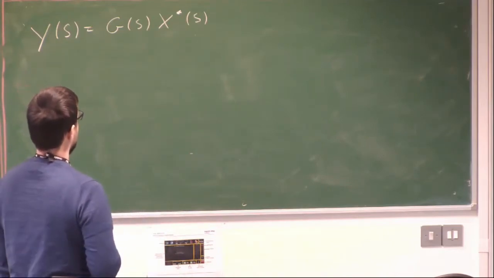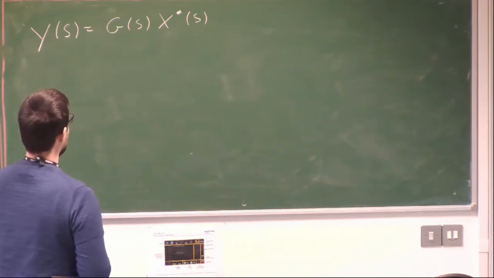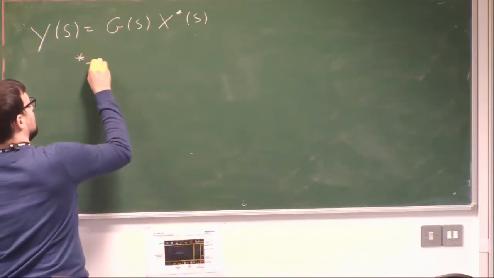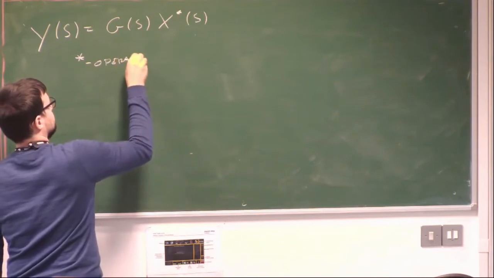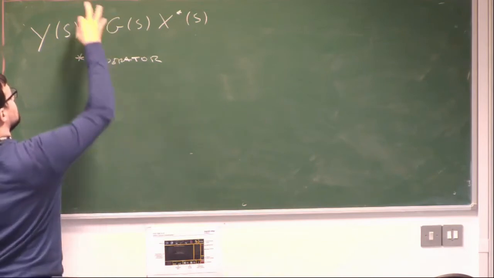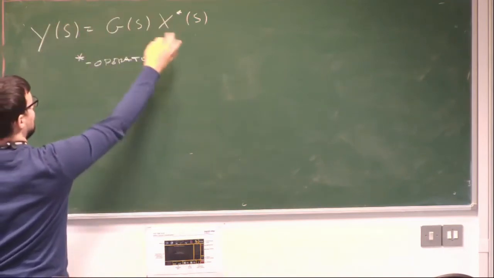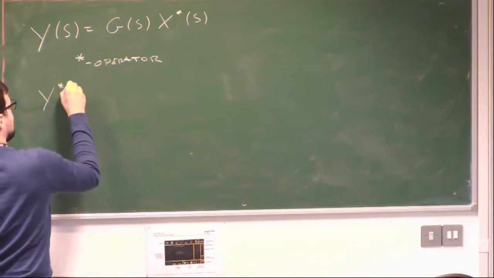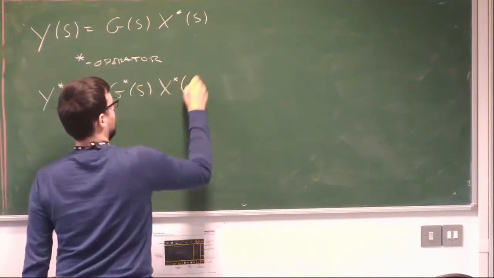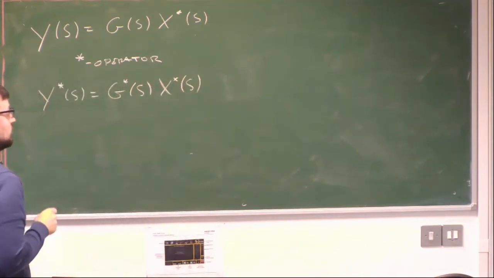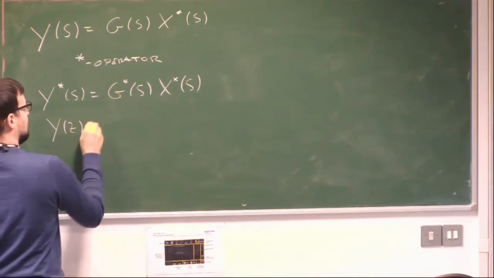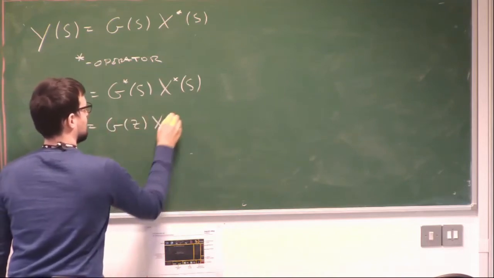One question that we may ask is whether we can introduce an operator, the star operator. The operation we do when we use the star operator is that we apply it to the left-hand side and the right-hand side of this expression, and we get y star of s equal to g star of s times x star of s. And now, since there is a one-to-one relation between this and its Z transform, we can write y of z equal to g of z times x of z.